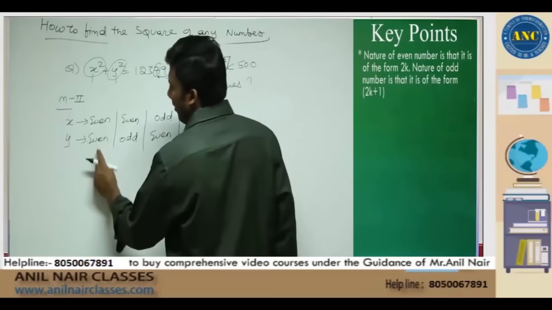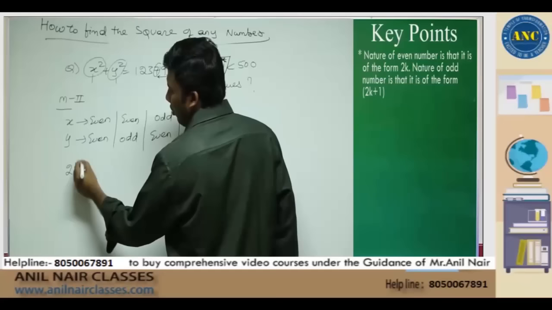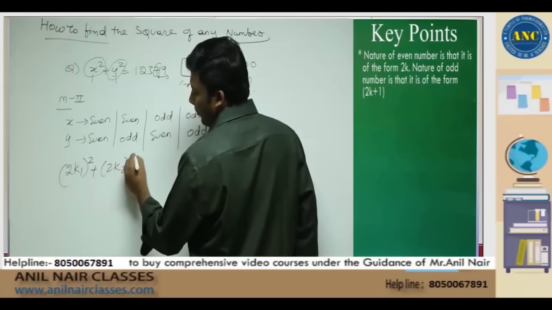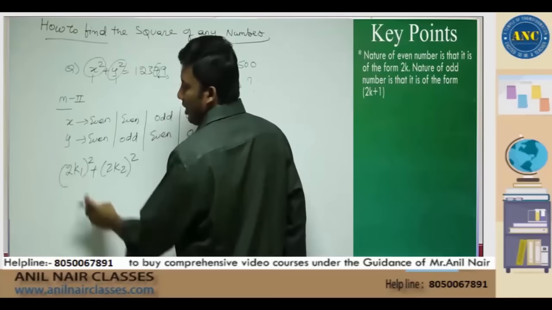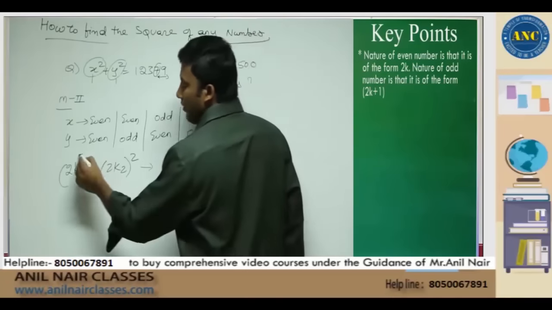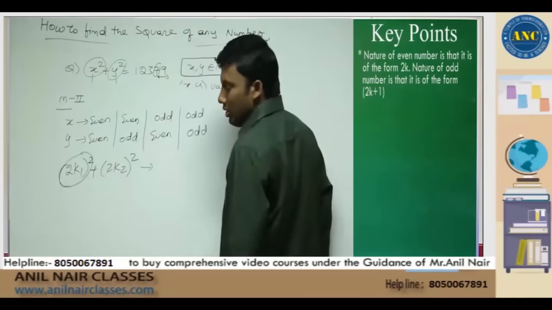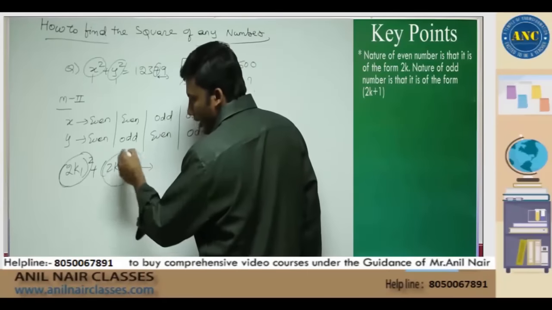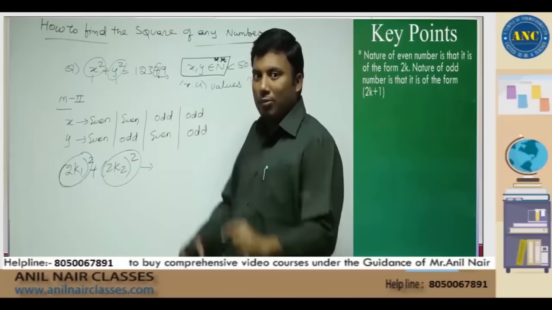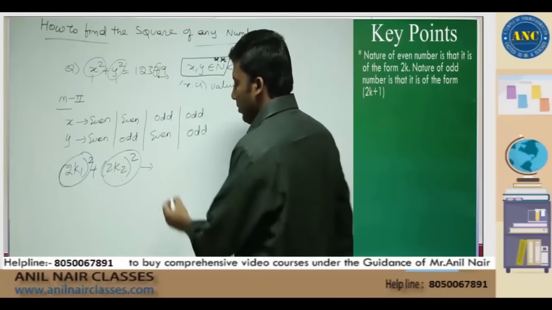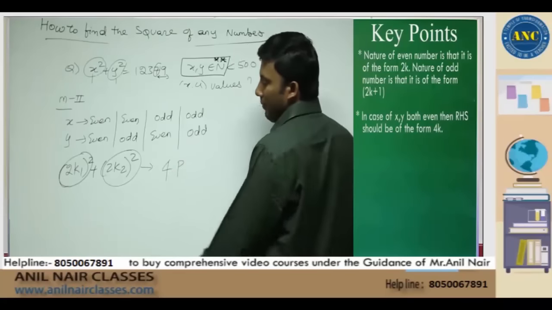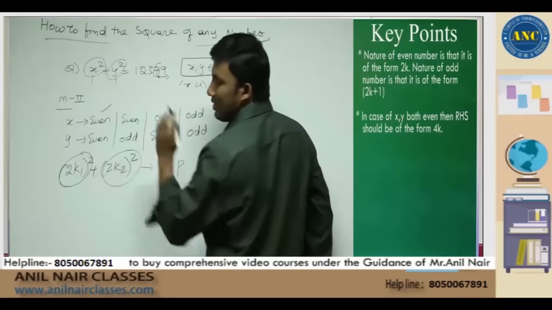Now if I take x even, y even, the expression is 2k1 whole square plus 2k2 whole square. First case, x and y even. 2k1 whole square will become 4k1 square, which is divisible by 4. 2k2 whole square is 4k2 square, which is also divisible by 4. If I add two numbers which are divisible by 4, the answer will always be divisible by 4. So it will be 4p. This case is over.